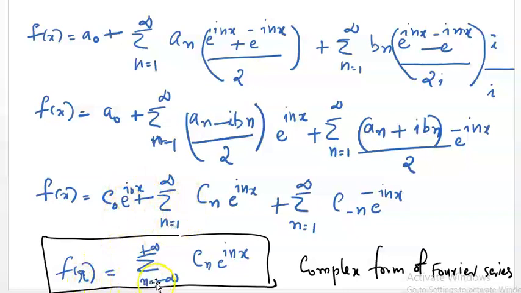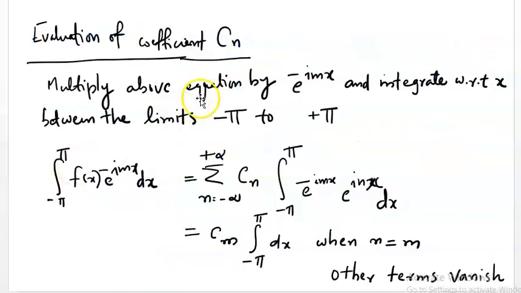So I will be getting f of x equal to sigma n equal to minus infinity to plus infinity cn e to the power i nx. We can express this in this form. For negative values you will have this, for positive values you will have this, and for 0 you will have this term. So f of x equal to this. So this is the complex form of the Fourier series.